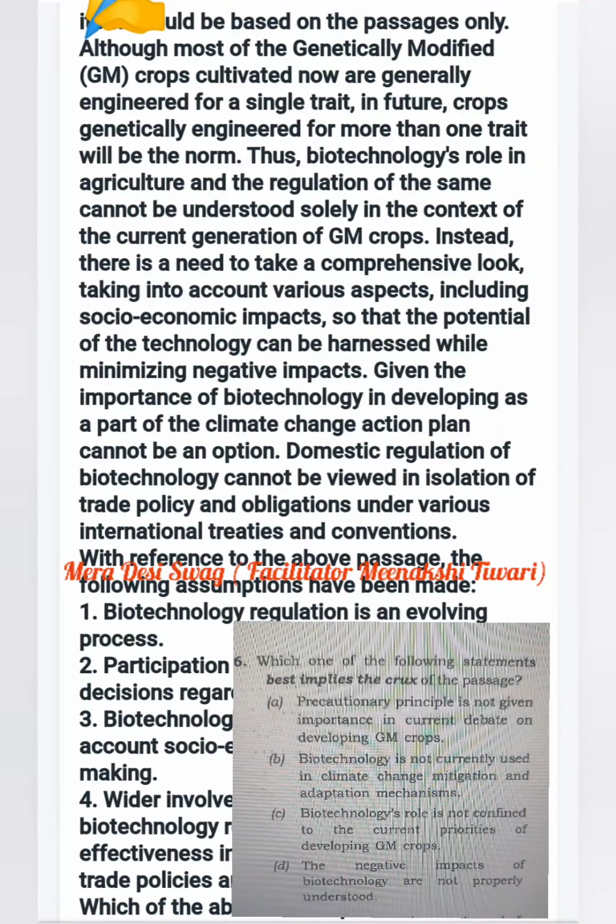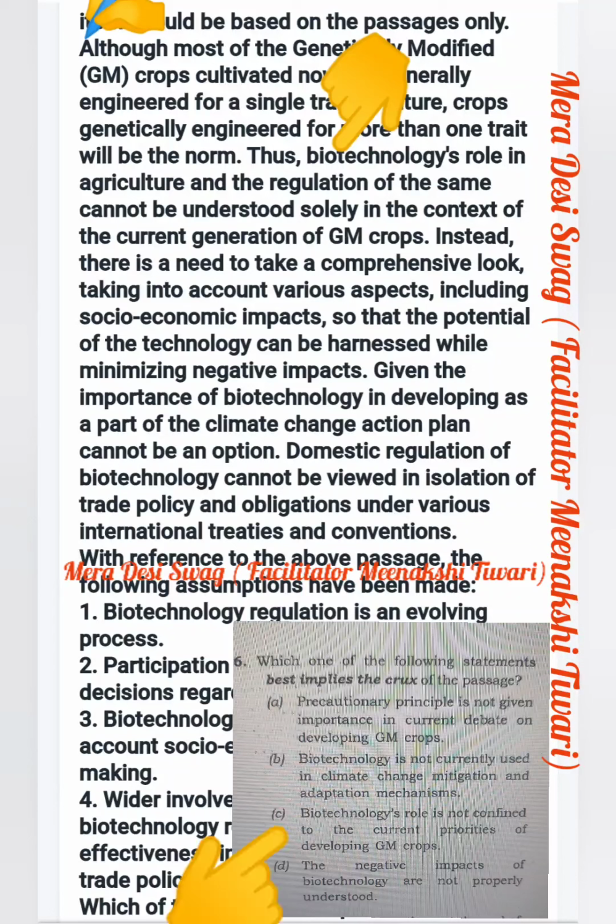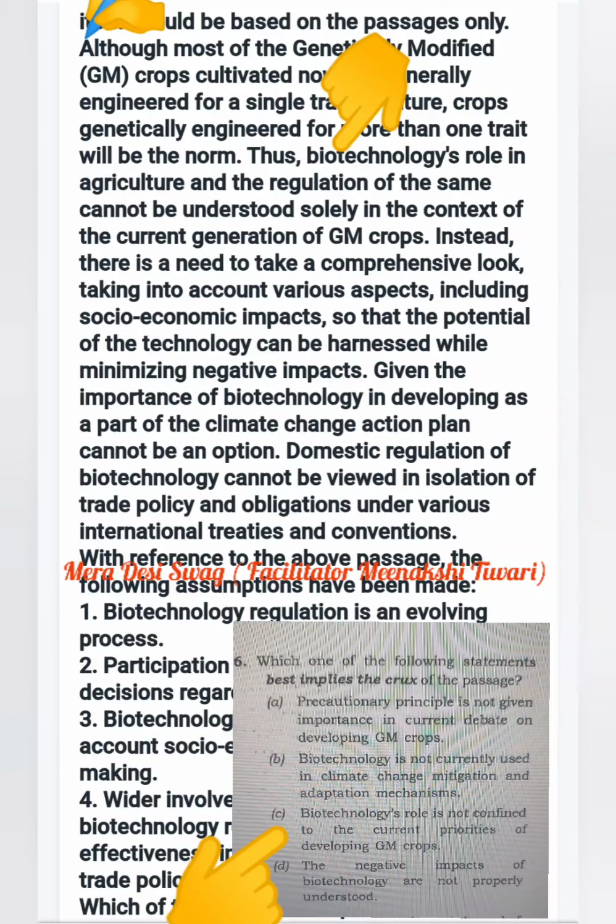Option C, biotechnology's role is not confined to the current priorities of developing GM crops. ये आपको कहाँ मिलता है? 10 के बाद मिलता है. खुद ही कंक्लूजन दे रखा है उसने, ऑथर ने आपको. Thus, biotechnology's role in agriculture and the regulation of the same cannot be understood solely in the context of the current generation of GM crops. और यही, in other words, option number C में लिखा हुआ है. Biotechnology's role is not limited to the current priorities of developing GM crops. Should not this be the answer? What do you say?